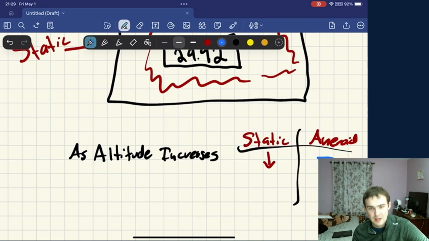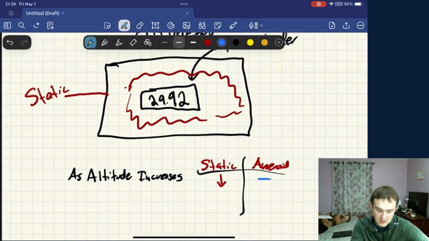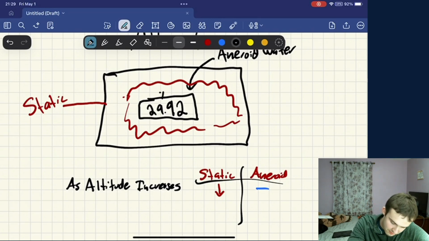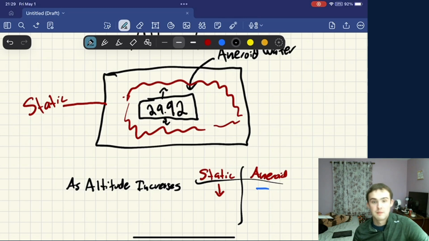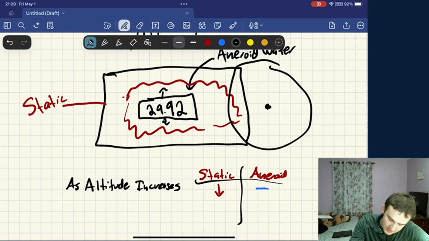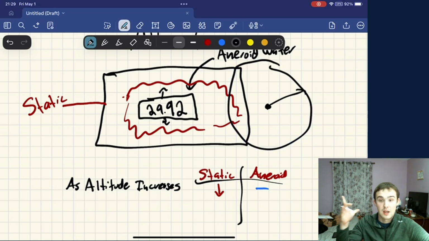Now, what does that mean? Pressure inside of the aneroid wafer is going to be increasing relative to the static air, which is going to cause the aneroid wafer to expand. Which, again, is the same principle as the airspeed indicator, as we said. It's just going to cause those needles to move to show that we're climbing, show that we are ascending.